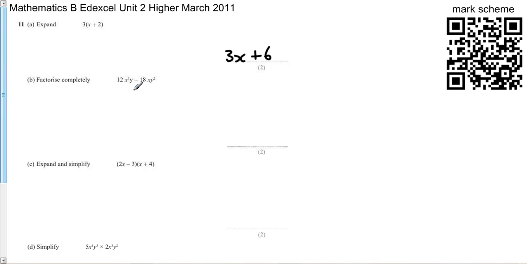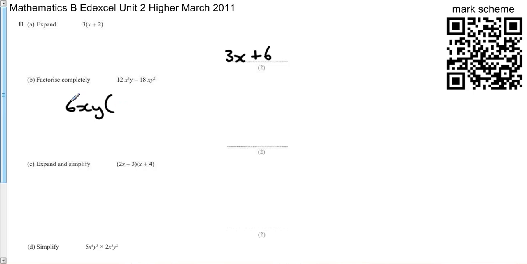Now for this one we're going to do the opposite process. We're going to factorise. Now what we're looking for is common factors in both. While 2 goes into both 12 and 18, there's a higher factor that goes into both, and in fact that is 6. And there's also an x in both. There's only an x in this one. There's an x cubed in this one, but there's got to be in both. There's an x in both and there's a y in both. And what does that leave us with?